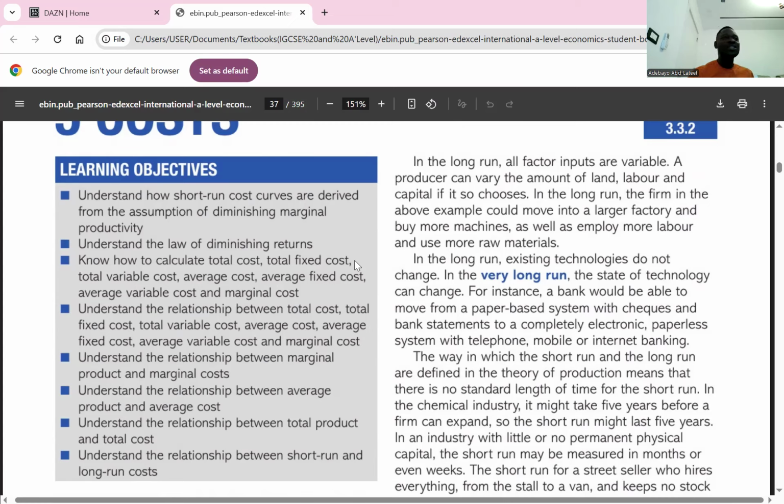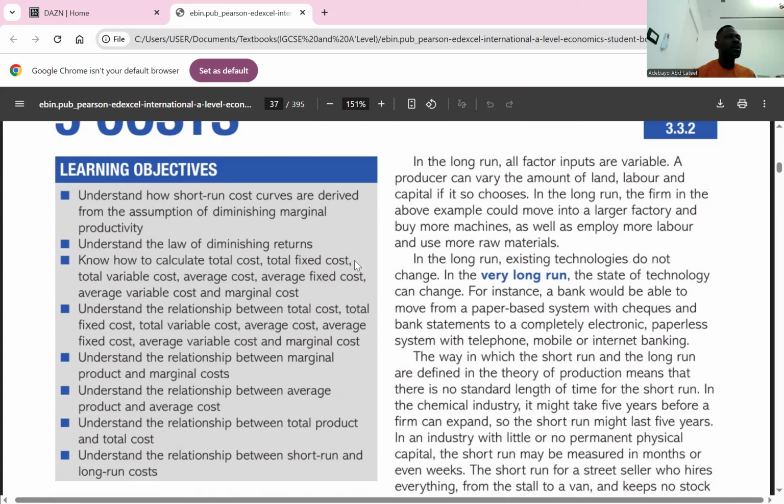Because as soon as you start producing on a larger scale, your average variable cost starts reducing. It means you are dealing with variables. And the only time you can deal with variables is in the long run, where all factor inputs are variable. That is when the long run starts. Do you get the point I'm making here?